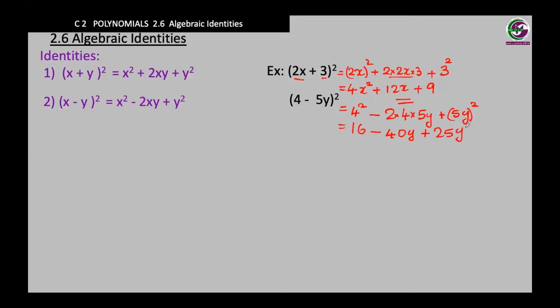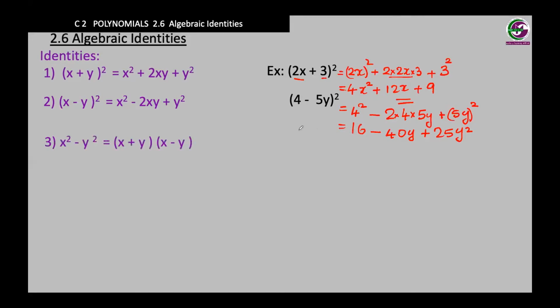That's it. And we can rearrange if you are asked, because power 2 will be the first term in a polynomial when you write it in the standard form, as we have studied in the lesson of remainder theorem. 25y square minus 40y plus 16. That will be the standard form.